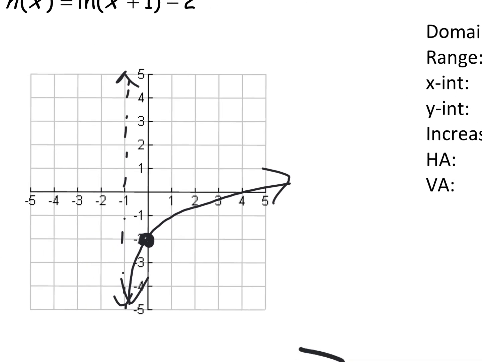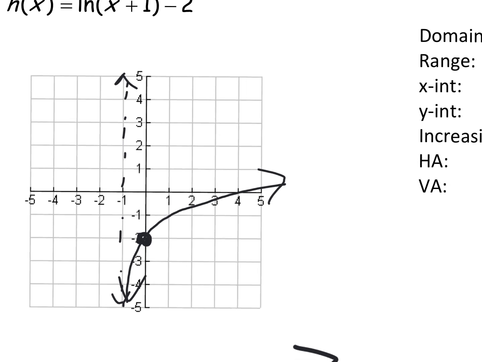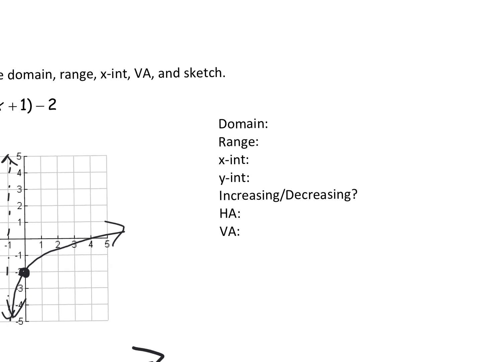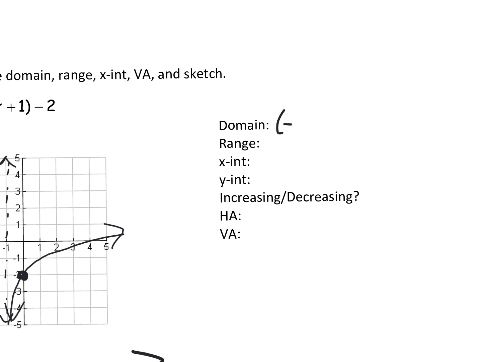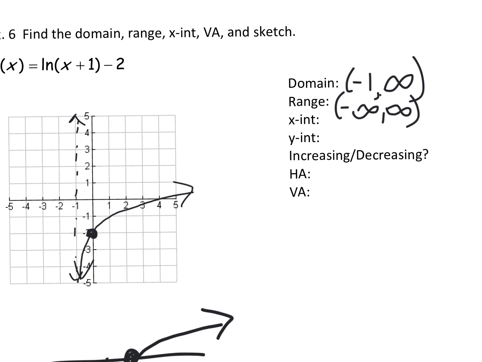So coming over here, domain, we're just going to look at the graph and go from left to right. What are our inputs that give us outputs? And that goes -1 to infinity. So our domain is (-1, infinity). Range is still all the way from down to up, so all real numbers, -infinity to +infinity. X-intercept, we'll come back to that. Y-intercept, pretty obvious, (0, -2). We know it's 100% certain on that because that's based on the transformations. It is still increasing. There is no horizontal asymptote. And now our vertical asymptote is x equals -1.